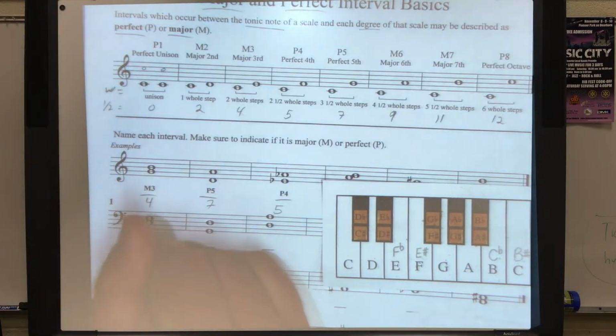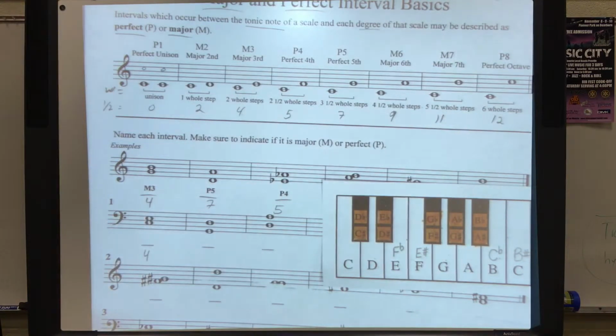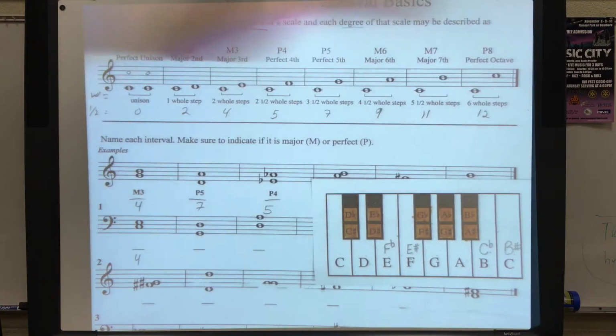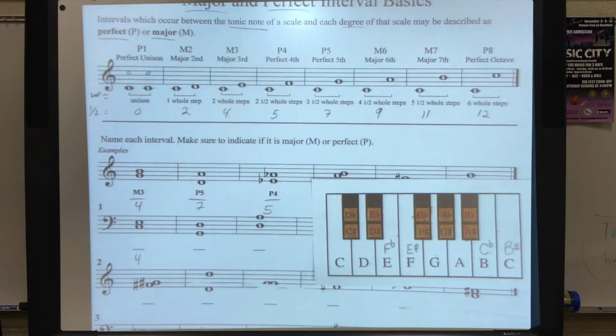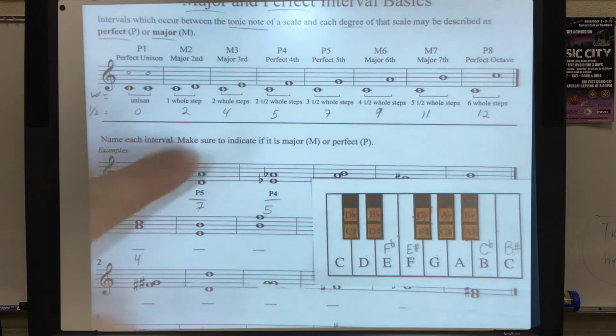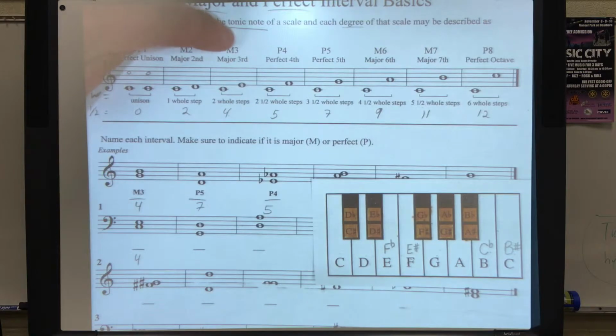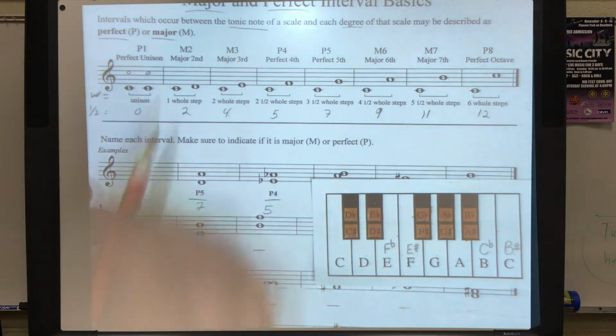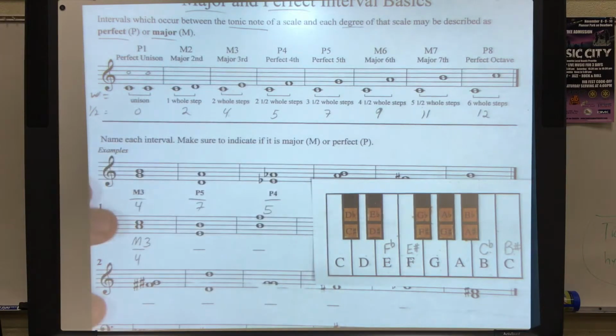So we'll write 4 under this, and I'd like you to do this as well. 4 half steps, then we look at the top of our page. Which one of these intervals has 4 half steps? Go ahead and point to the one. Right, that's a major third. So we're going to write major third. Remember that M is how we denote major, capital M.